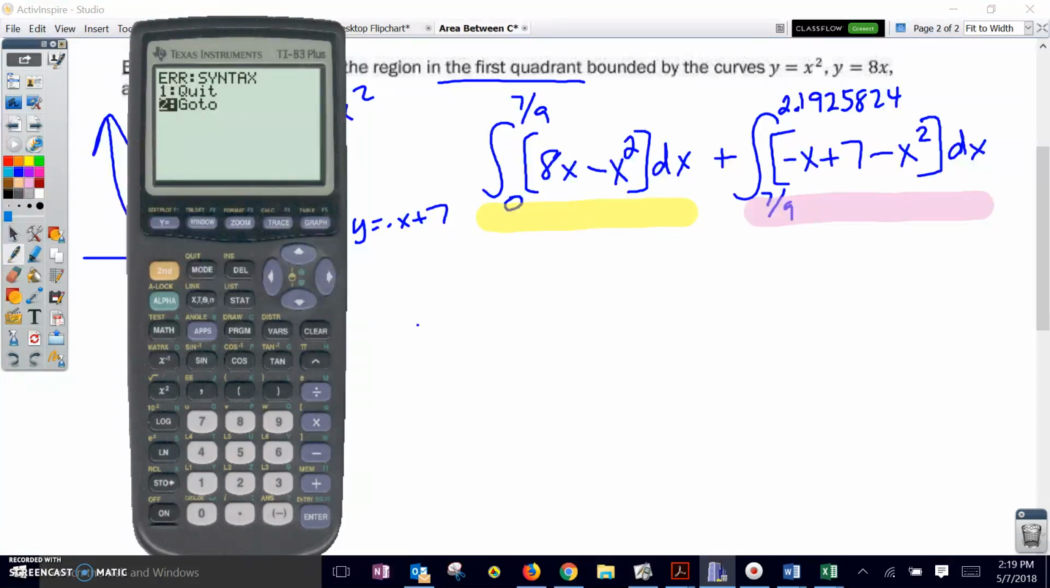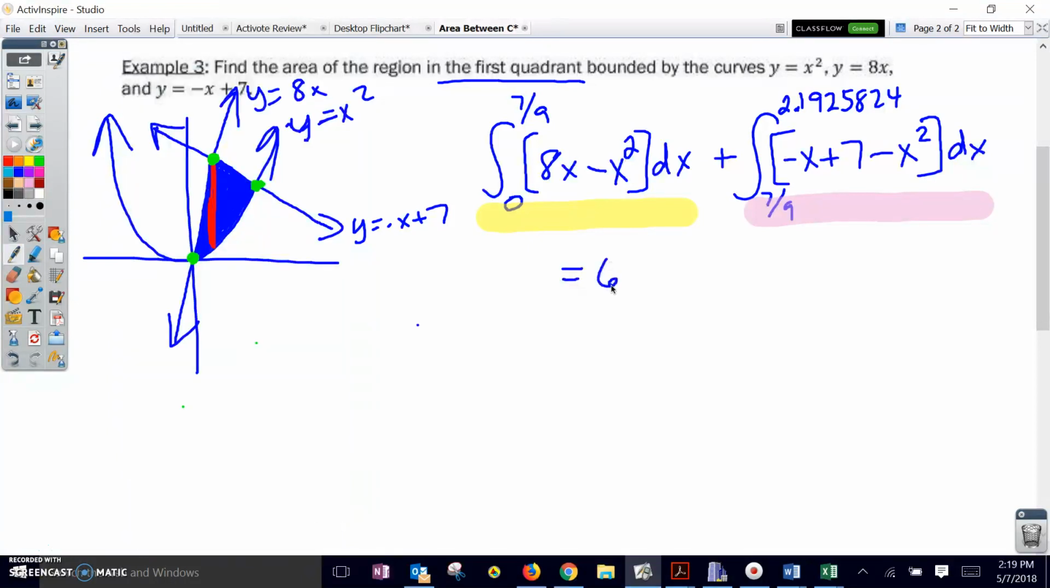Uh-oh, what did I do? Oh. Told it to integrate with respect to x squared. And there we go. We get 6.709 as the area of this region. And there you go. That's the end of example 3 and the end of this lesson.